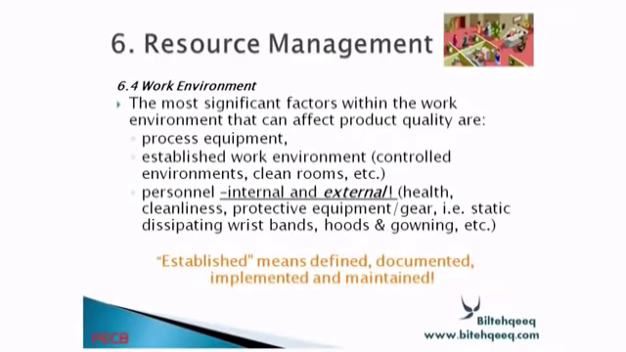Work environment. The most significant factor within the work environment that can affect product quality is process equipment. Establish the work environment: controlled environment, clean room, personnel health, cleanliness, protective equipment, gear, static and similar risks. Established means defined, documented, implemented and maintained. And you have to establish this work environment. It means that it should be defined, documented, implemented and maintained.